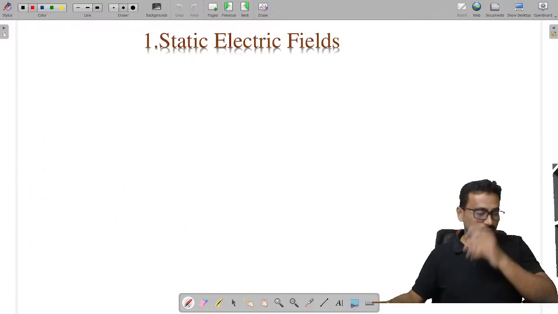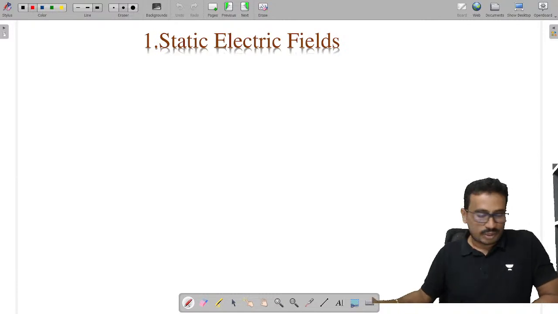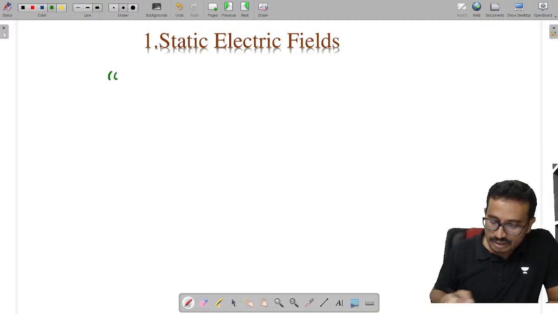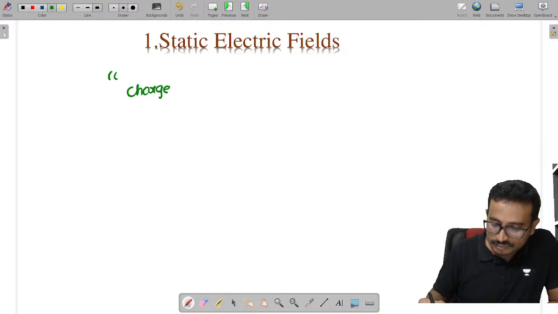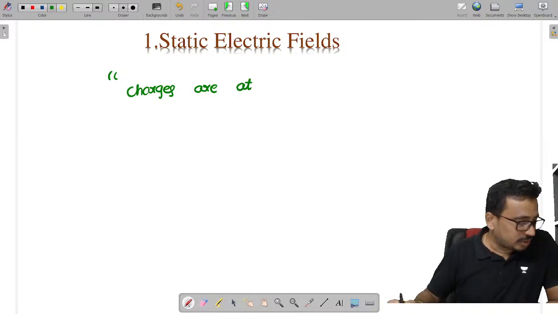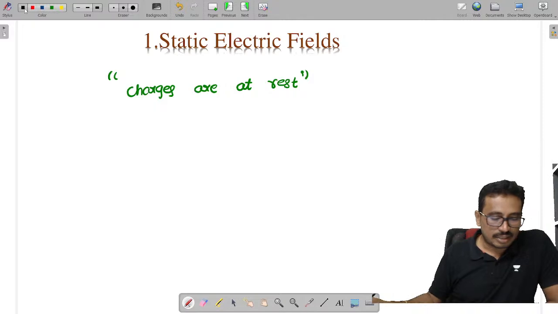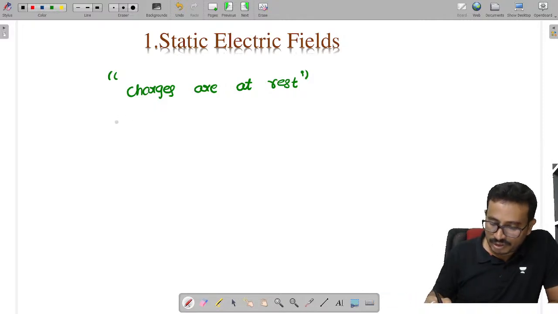The next one here is the static electric field. What is meant by a static electric field? In this case, the charges are at rest. When the charges are at rest, what do we have? Electric field, magnetic field, or both? When the charges are at rest, in this scenario only electric fields will exist.